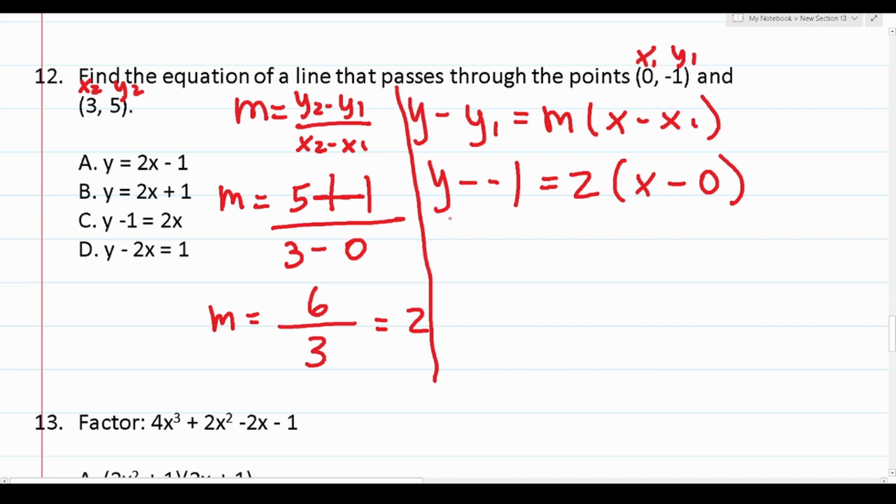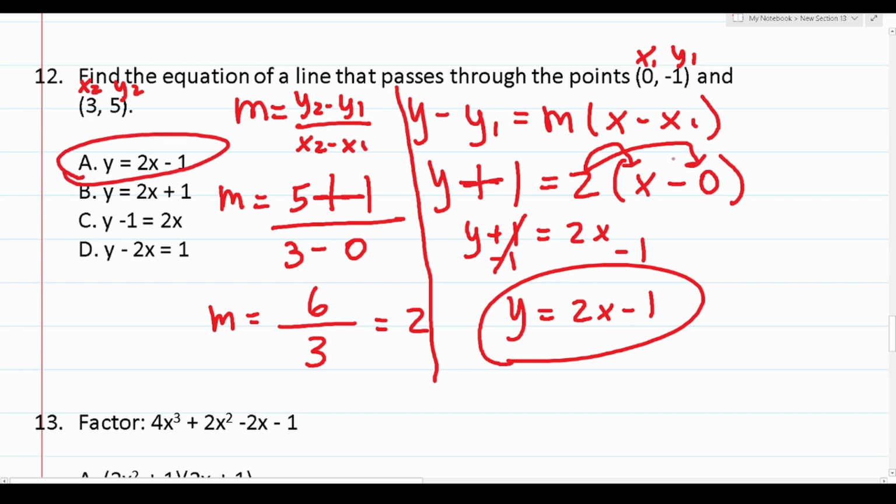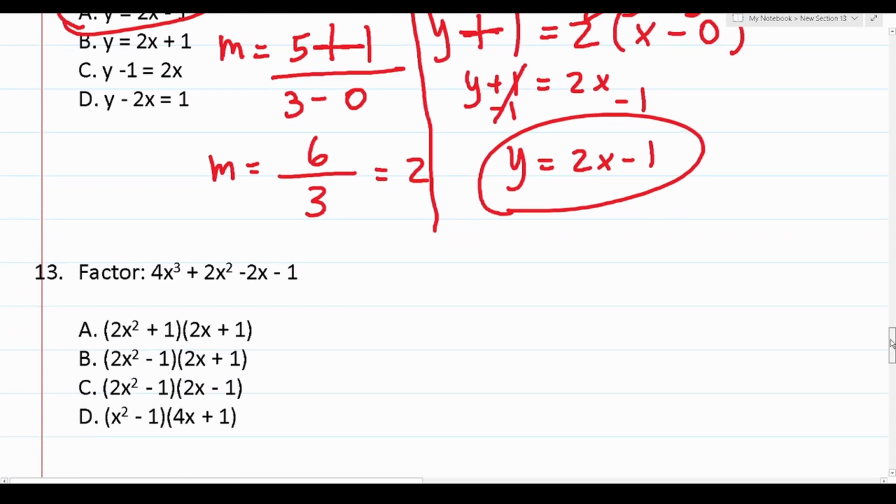All right, so let's keep working this out. We have y minus -1, which is the same as y plus 1. And let's take this 2 and distribute it here and here. So 2 times x is 2x. 2 times 0 is just 0. All right, so traditionally, equations of lines are written as y equals something. So we want to get y by itself. So we're going to take 1 and subtract it from both sides. This crosses out here, leaving you with y equals 2x minus 1. As you can see, that is answer choice A. All right, so that's that one.